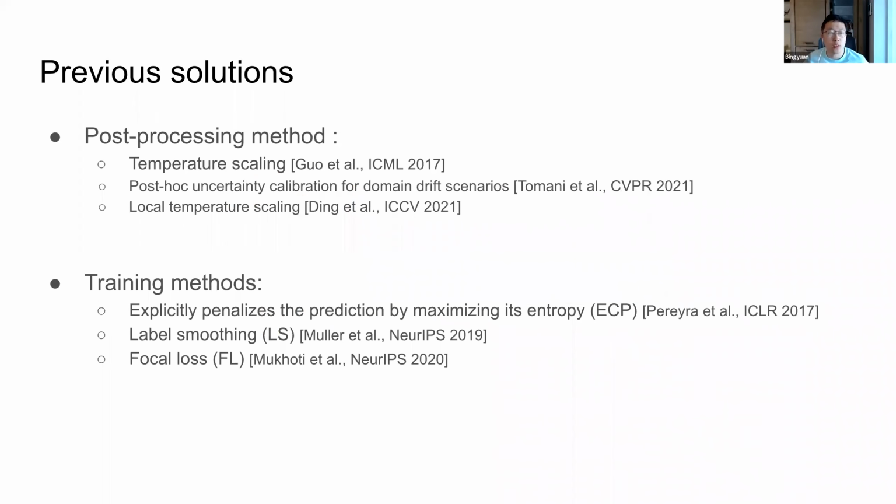To address this issue, there are a lot of papers on this topic already. There are two main categories of methods. The first one is the post-processing method. In this method, we do post-processing with already trained models. The simplest and most famous one is temperature scaling. In this method, it tries to add a temperature parameter on the softmax layer, and the parameter is calculated after the model is trained. The other category of method is the training method.